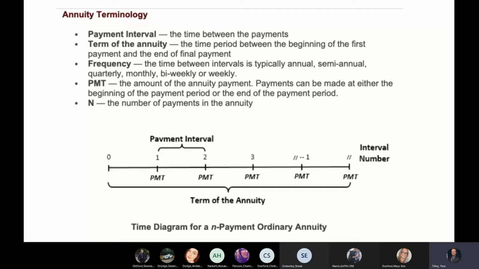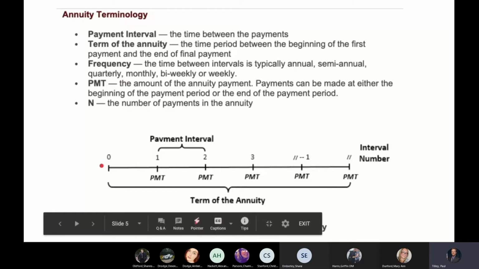So you can see, we're using this timeline constantly. The timeline is, okay, here's a payment, a payment, a payment, a payment. So basically period 1, 2, 3, and right on through.